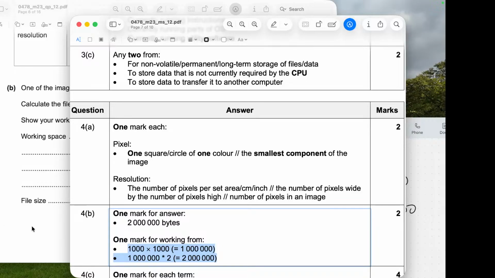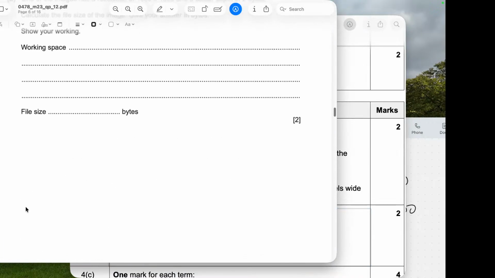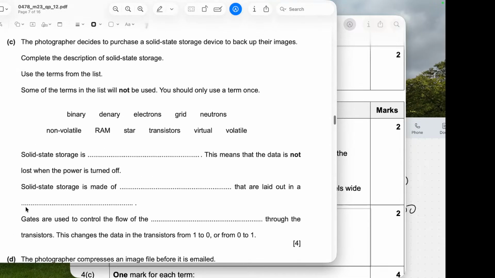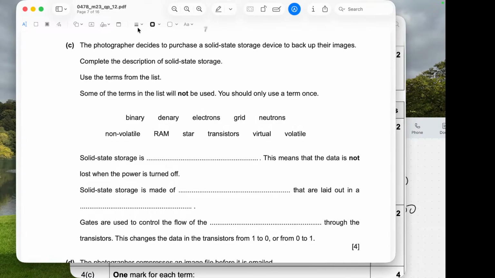Okay, let's look at the next question. We are steaming through this one. We have another fill-in-the-gaps question, these are always good. A photographer decides to purchase a solid state device to back up their images. Complete the description of solid state storage. Use the terms from the list. Some of the items in the list will not be used. You should only use a term once. Okay, give this a go. You can do this. I'm sure you can.